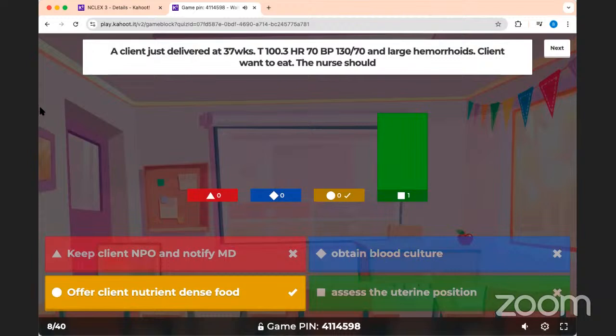This is another trap question. This is not a fever. This is within 24 hours. It's normal. Heart rate and vitals are normal. She just had a baby. A large hemorrhoid is an expected finding. She wants to eat. Let the mommy eat. The vitals and everything are normal. No need to get a culture. You don't need to talk to the doctor. You don't need to assess uterine position.